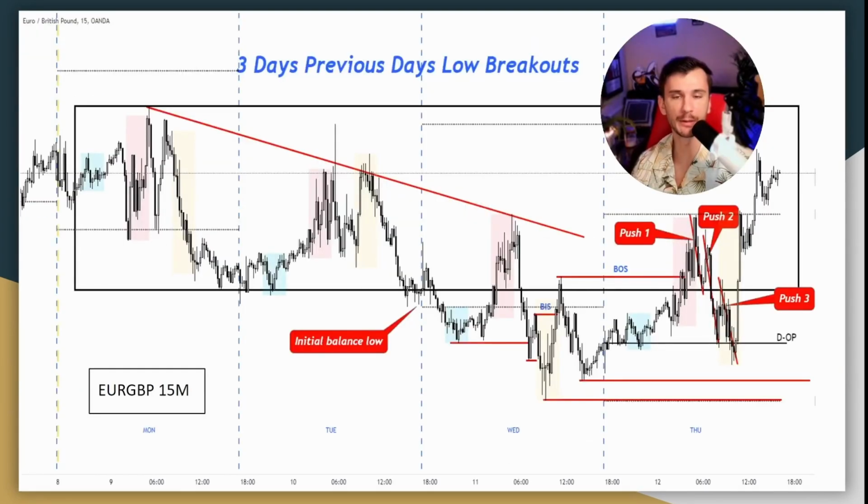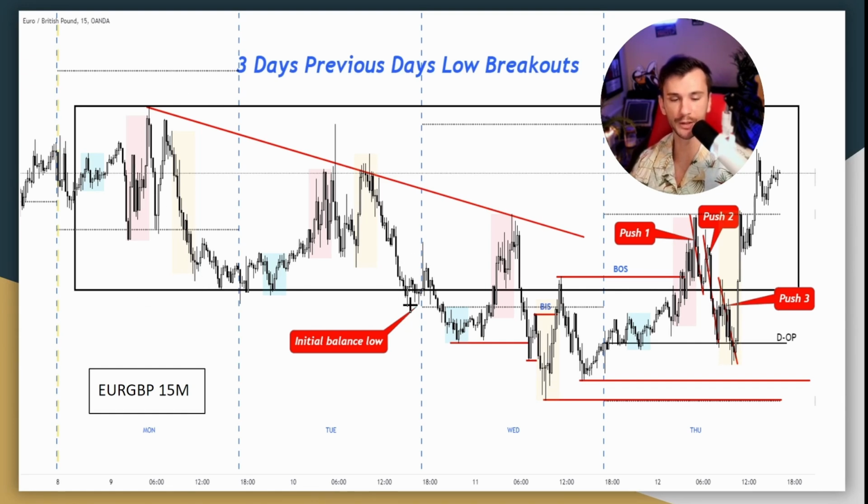Coming back to our Euro GBP example, this is the 15-minute chart. We're going to use this as a bit of a case study. This is from the last week that just traded, and I was able to actually capture this trade. The opening range for the week on Monday, all right, that creates a range in itself.